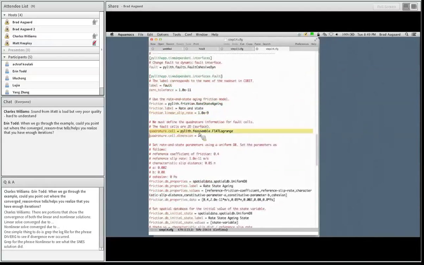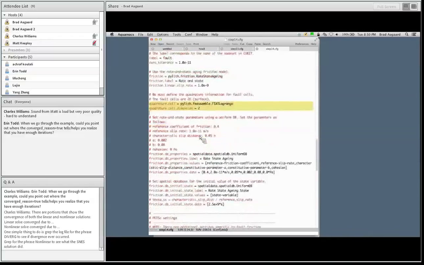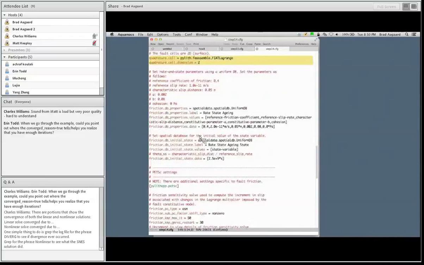Then we put in our quadrature information. Now we have a number of parameters for our fault constitutive model. So here's what they look like in our comments. Our reference coefficient of friction of 0.4, reference slip rate of 10 to the minus 11, characteristic slip distance of 5 centimeters, A of 0.002, B of 0.08, a cohesion of 0 pascals.